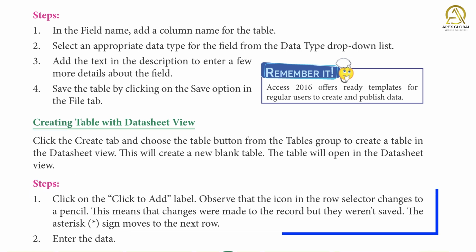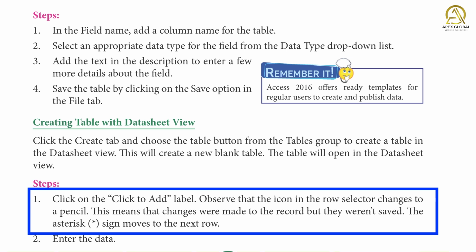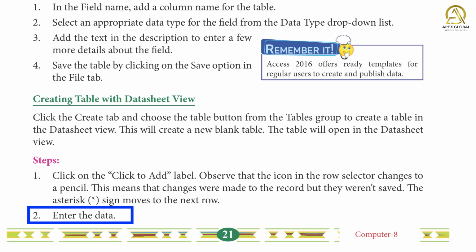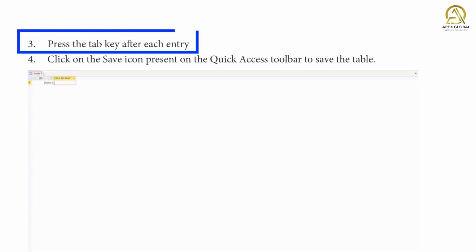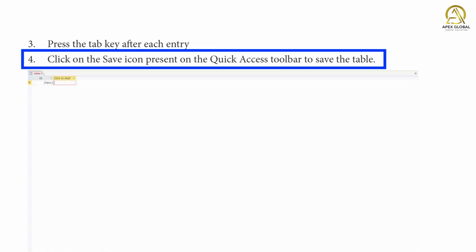Steps: 1. Click on the Click to Add label. Observe that the icon in the row selector changes to a pencil. This means that changes were made to the record, but they were not saved. The asterisk sign moves to the next row. 2. Enter the data. 3. Press the tab key after each entry. 4. Click on the Save icon present on the Quick Access toolbar to save the table.